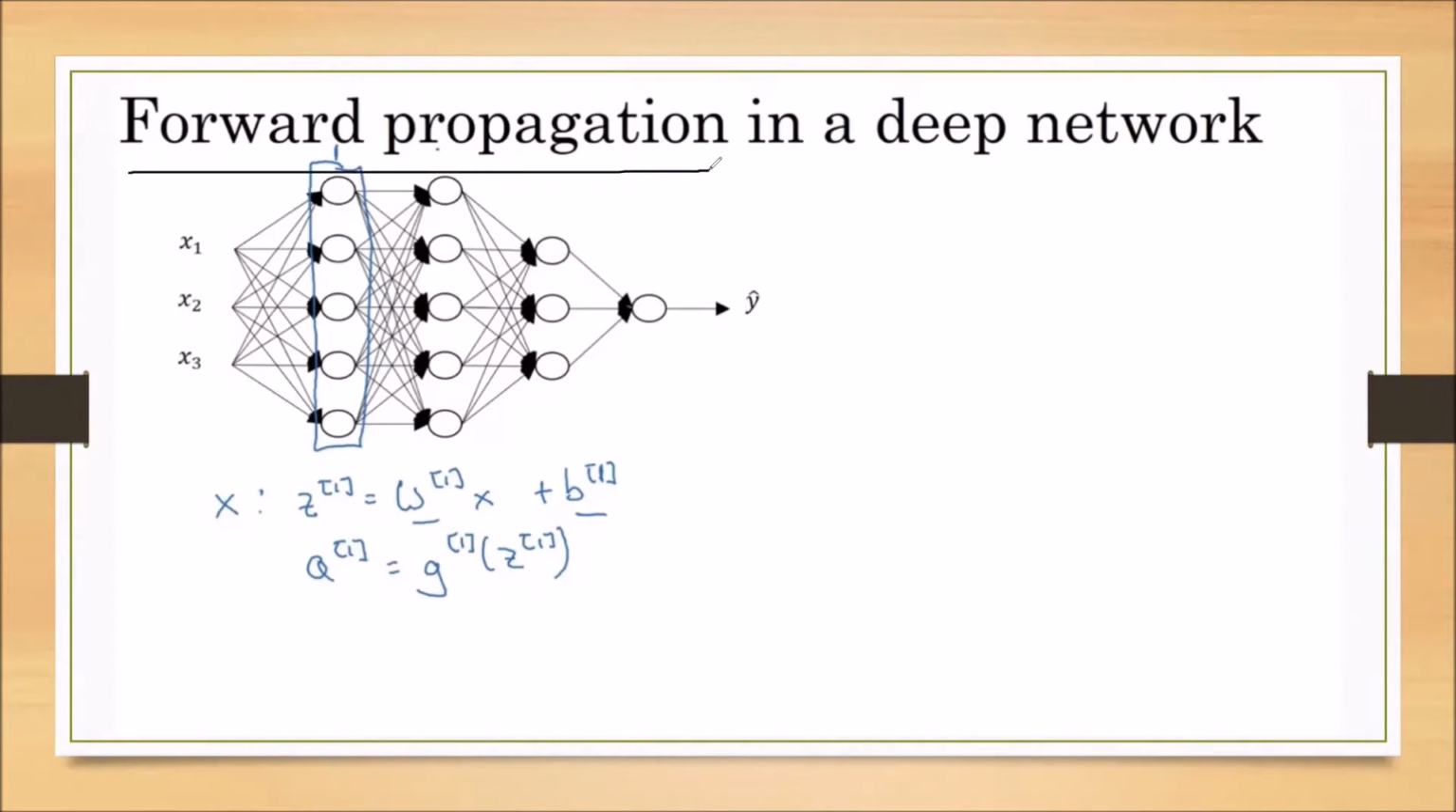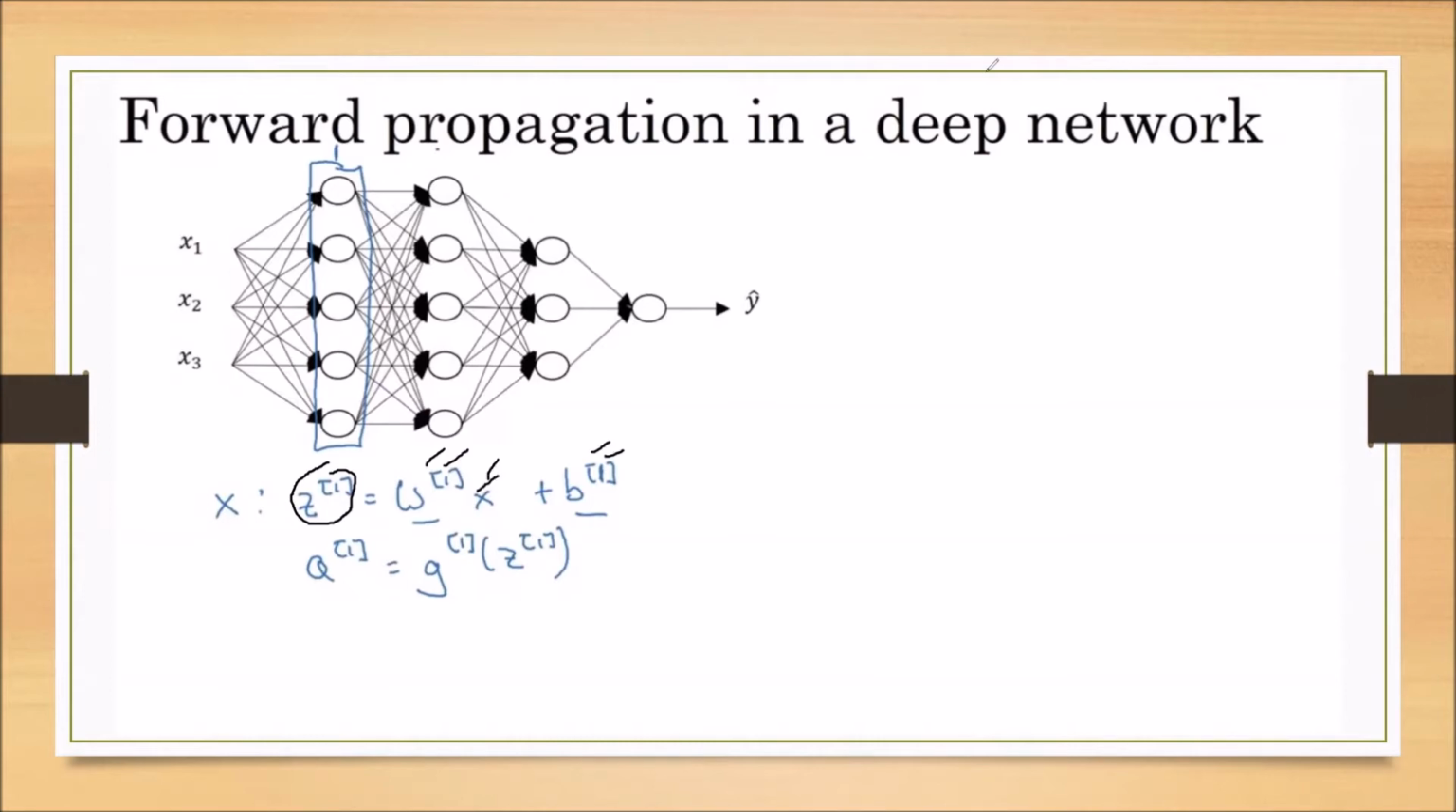How do we apply this forward propagation? We apply the forward propagation in a similar way as we applied it for the smaller neural networks. First we start with the Z. We have to calculate the Z. For calculating the Z, we depend on the W, B and X.